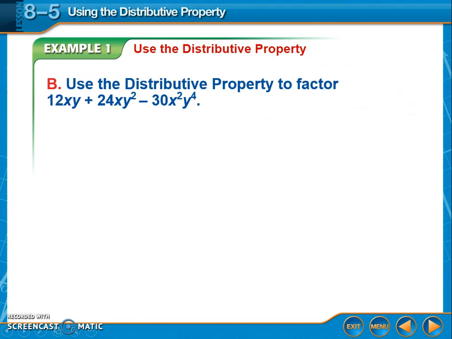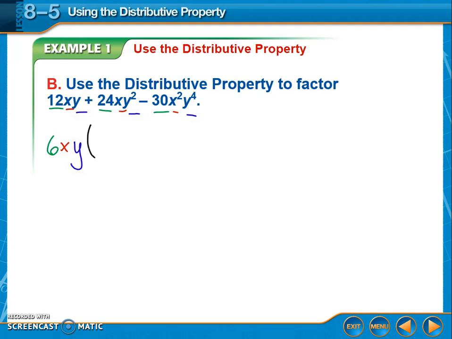So again, I want to look for something that's common to all of 12, 24, and 30. I want to know the greatest common factor of all of them. 6 goes evenly into all of them, so I pull out a 6. And then I look at my x. I have an x here, an x there, and 2x squared there. So the biggest x I can pull out is x. And then I look at my y, y squared, and y to the 4th. The biggest y I can pull out is just 1y. Then I'm going to look to see what's left.